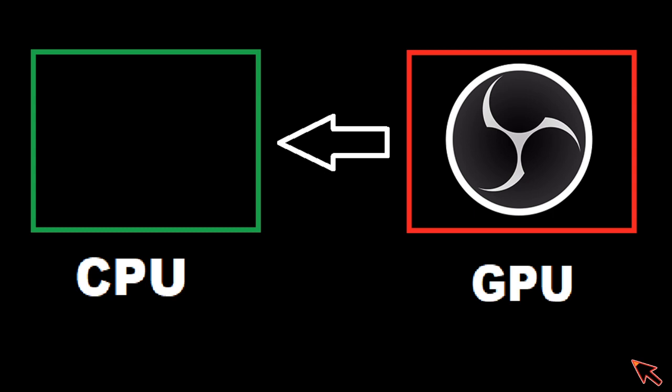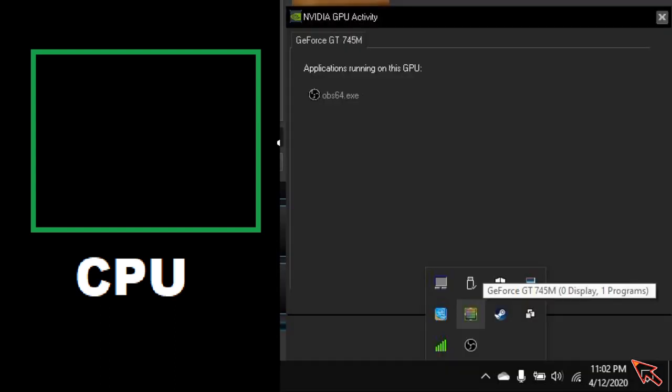And what we need to do is, if you have an Nvidia laptop, usually if you have installed the Nvidia control panel, you'll notice that there's a little icon that looks like this. And once you click on it, you'll see that OBS 64 or 32, depending on your operating system, are running on the GPU. That's what it says here, applications running on this GPU.